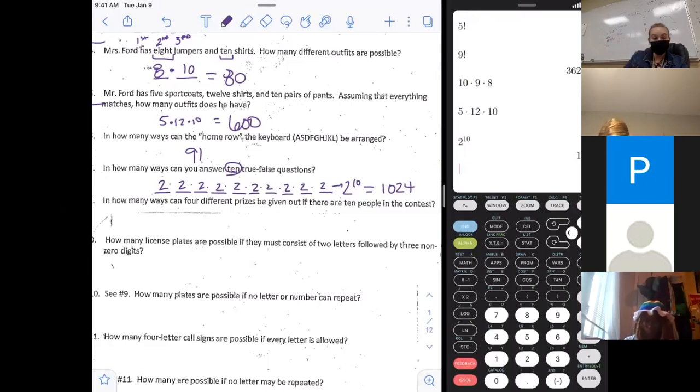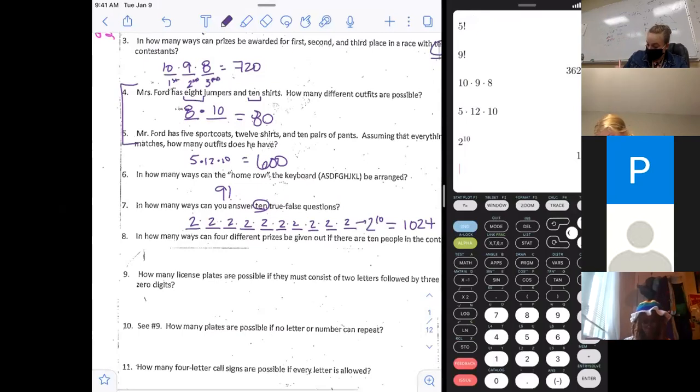So whatever power. Okay. The next one is very similar to the third one. How many ways can a prize be awarded first, second, third? This one is how many ways can 4 different prizes be given out if there are 10 people in a contest? I know it doesn't say first, second, third, or fourth, but I like to think about them as different prizes. So maybe one's like a Starbucks gift card.